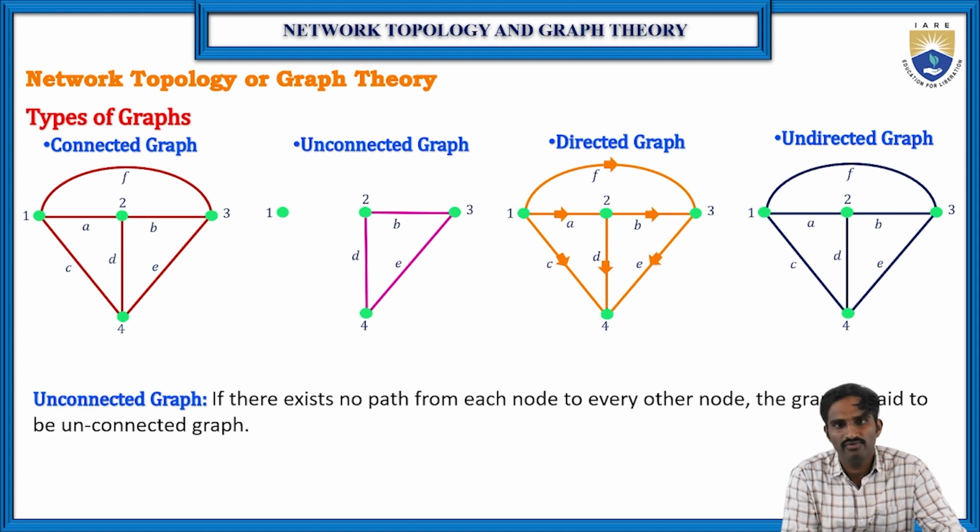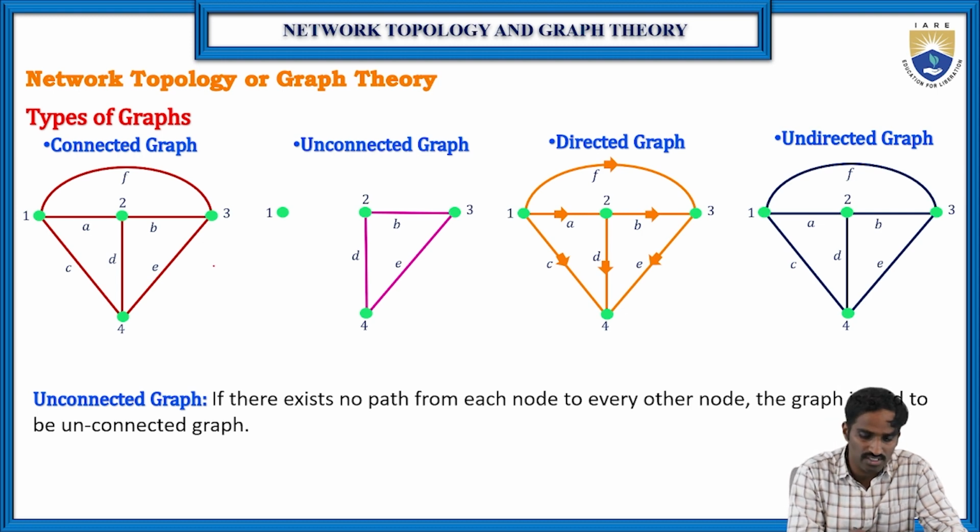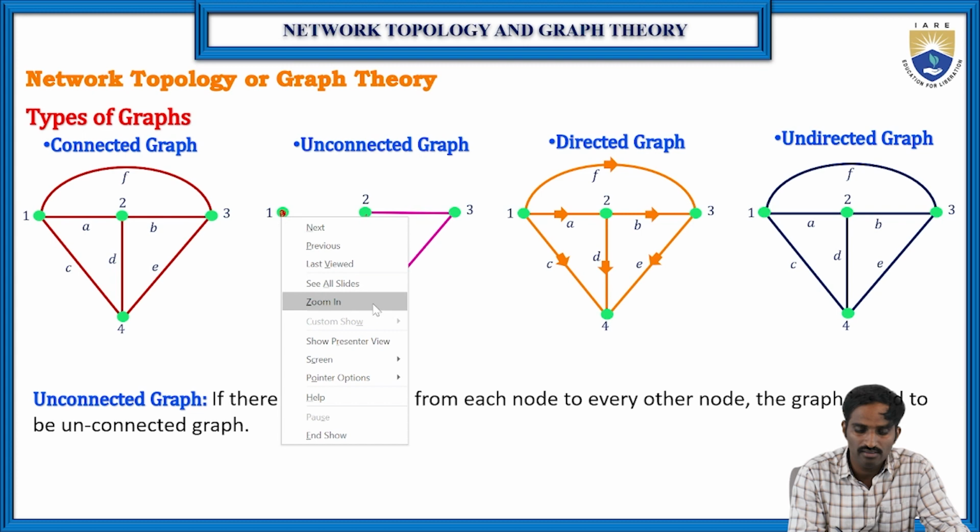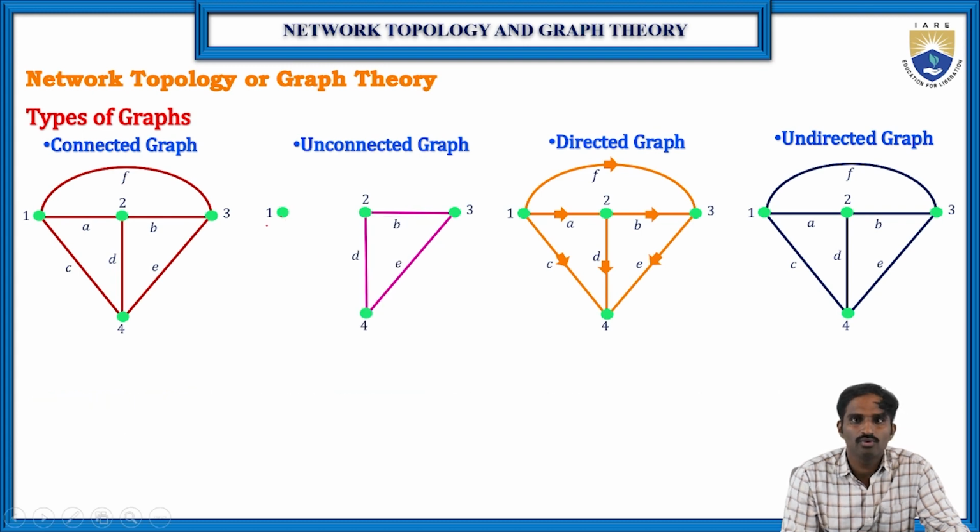from each node to every other node, as you can see, in the same graph, if it is like that, here node 1 is there, from node 1 there is no path to node 2 and there is no path to node 4. So this is not a connected graph. Then what is it? An unconnected graph. Of course, from node 2 again there is no path to node 1, and from node 3 there is no path to node 2.